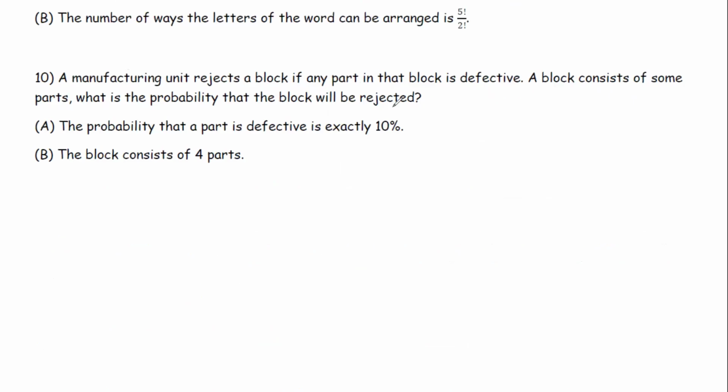A manufacturing unit rejects a block if any part in that block is defective. A block consists of some parts. What is the probability that the block will be rejected? So this is again a case wherein the probability of an event to occur plus the probability of that event not to occur is equal to 1. Understood? So out here, let's understand that if it is defective, right?